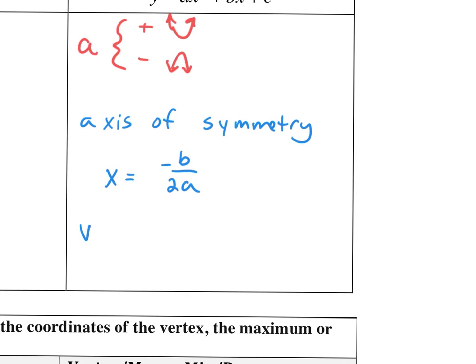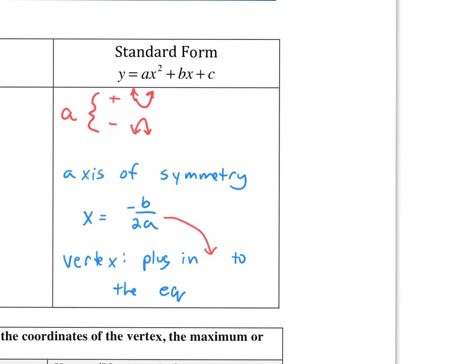To find the vertex, plug this answer into the equation. We'll get to that in a bit. And c also tells me something. C tells me the y-intercept, where the whole thing crosses the y-axis.